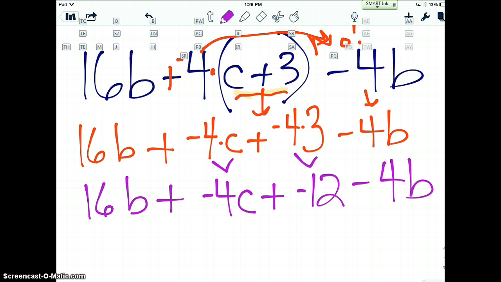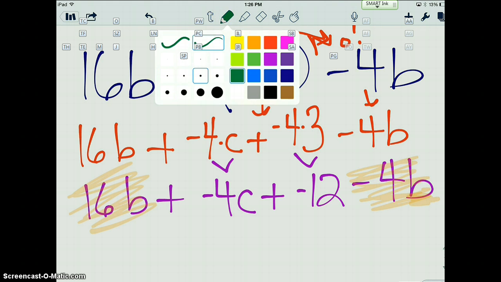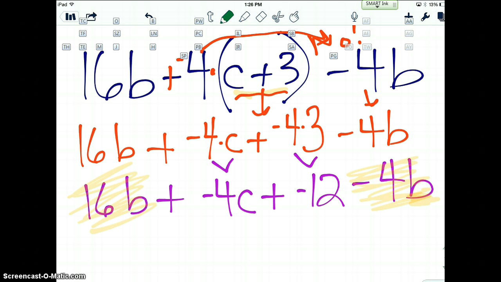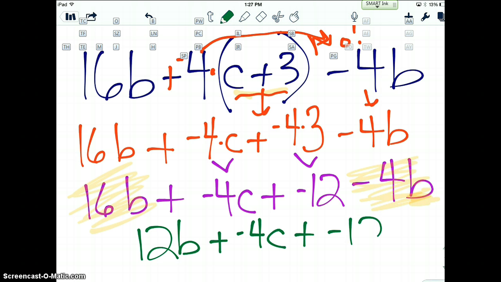Again, if you think you know what you're doing, you could pause the video. But as I keep going here, I know I can keep going because I'm going to look for like terms. So I see that I have 16 b's, and that could go with the other amount of b's. And how many are there? Well, there's negative 4 of them. So if I put those together, how many total b's am I going to have? 16 plus negative 4, or 16 minus 4, would be 12 b's. And then I'm going to bring down the rest of the problem, plus negative 4c plus negative 12.